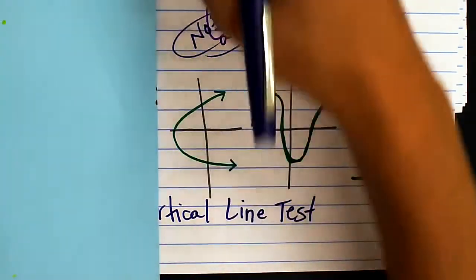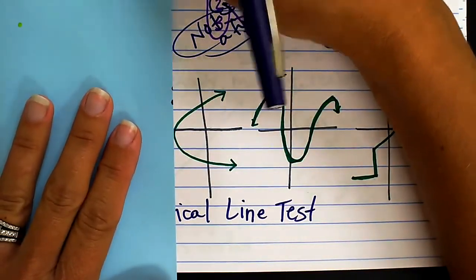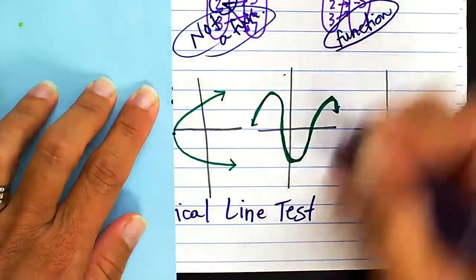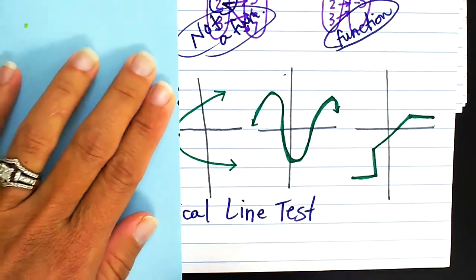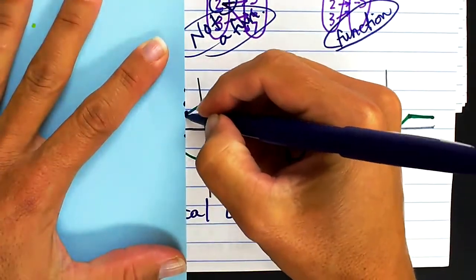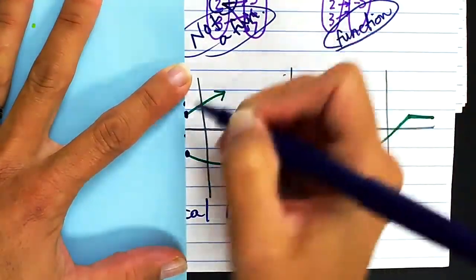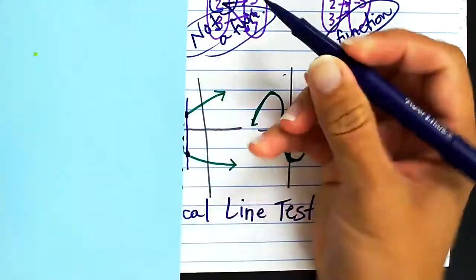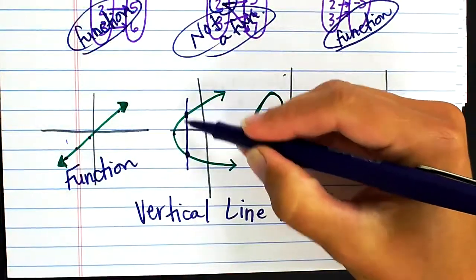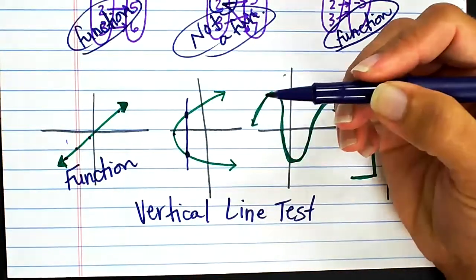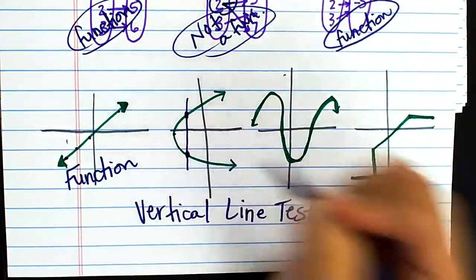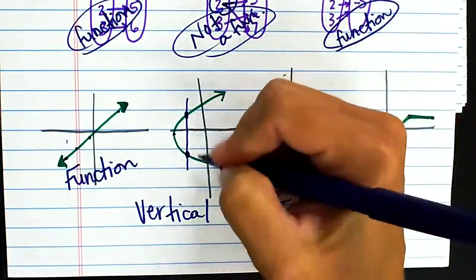Let's go to the next one. Start my vertical line. I start moving. Right here, I would say, okay, it's only paired with one spot. But immediately upon moving my vertical line, I see that here and here on this vertical line, the graph touches in more than one place. If the graph touches in more than one place, that means that there's an x repeating.